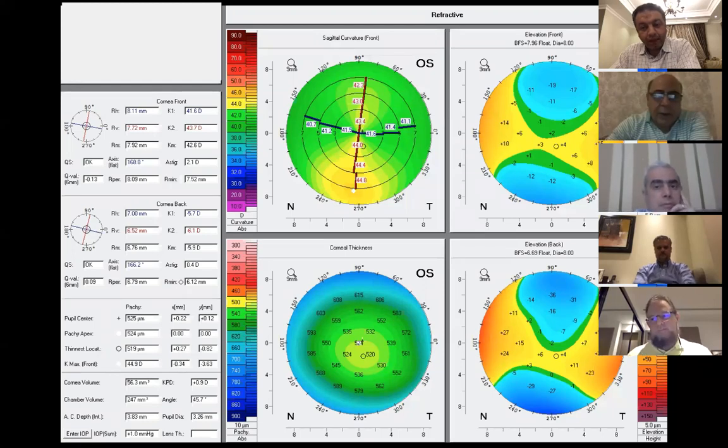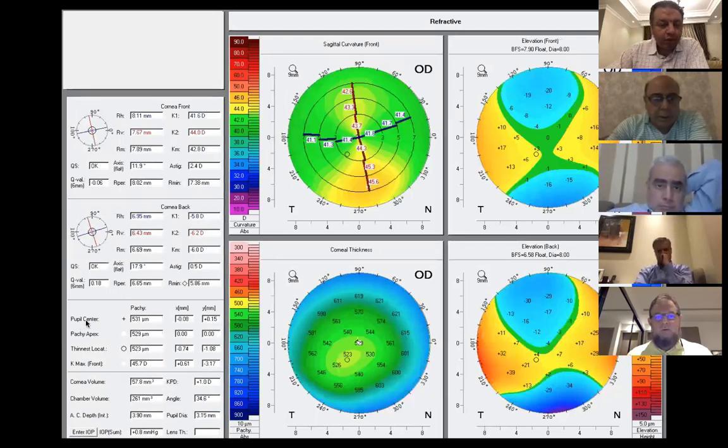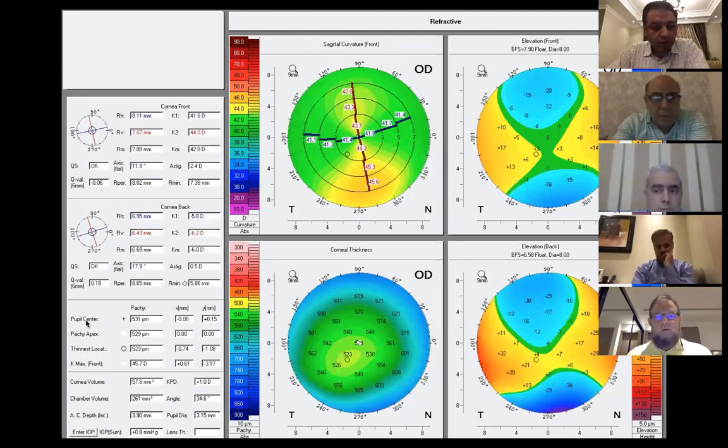For the X and Y coordinate of the pupil center, what about the other eye, Dr. Mazen? The pupil center. The internet is unstable. Misalignment. Yes, there is misalignment.